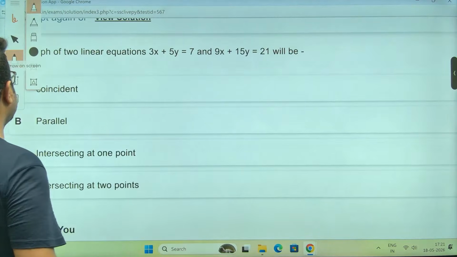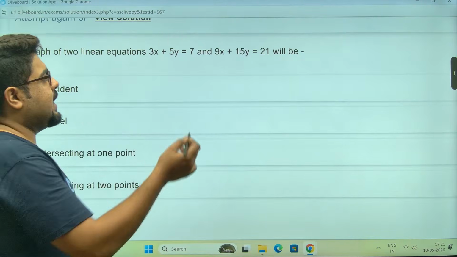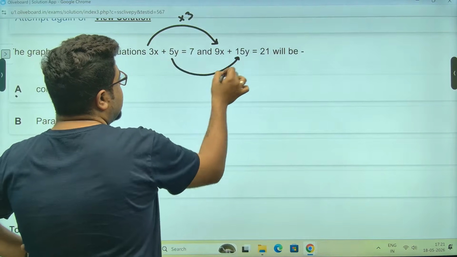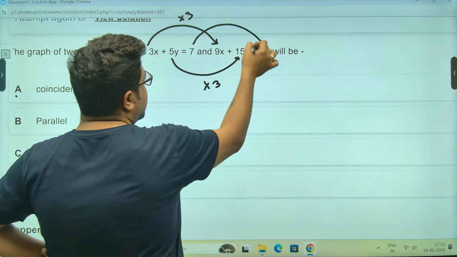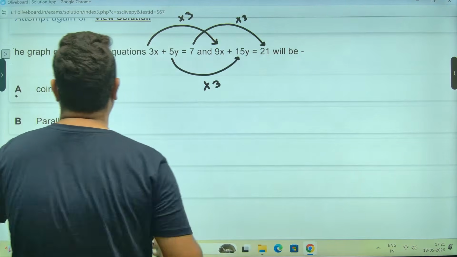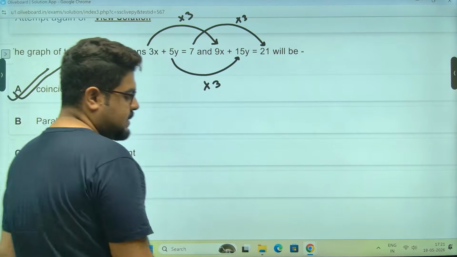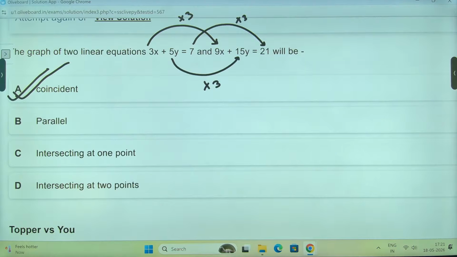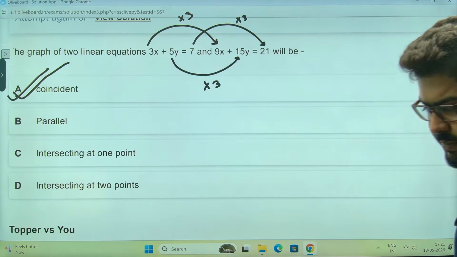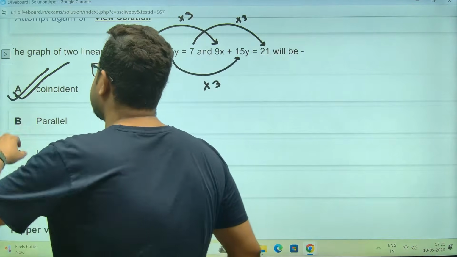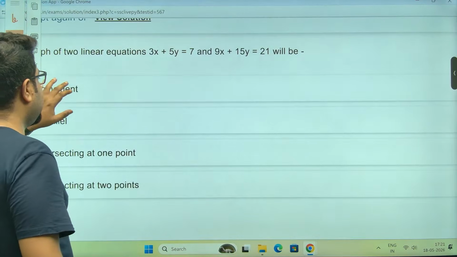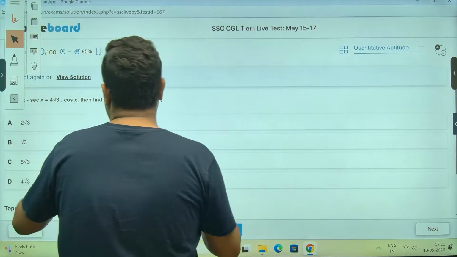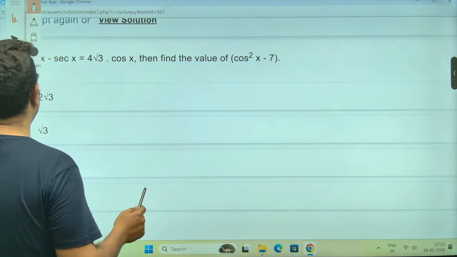Two linear equations. Just by looking at this, it is multiplied by 3 throughout, meaning both are the same line. It's a coincident line. Both are the same equation. Equation number 1 times 3 is equation number 2. So it's a coincident line: A1 by A2 equals B1 by B2 equals C1 by C2. You don't need to do anything. No need of pen and paper here.